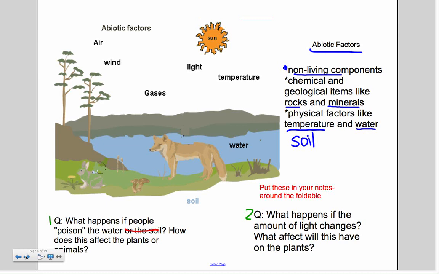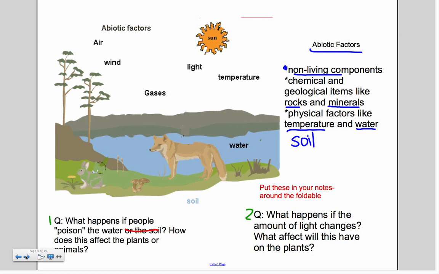So the abiotic factors, this is a vocab word, so you may need to pause it. The abiotic factors are non-living things in an ecosystem. These are things like rocks and minerals. They can be things like the temperature, the soil, the dirt, the water.